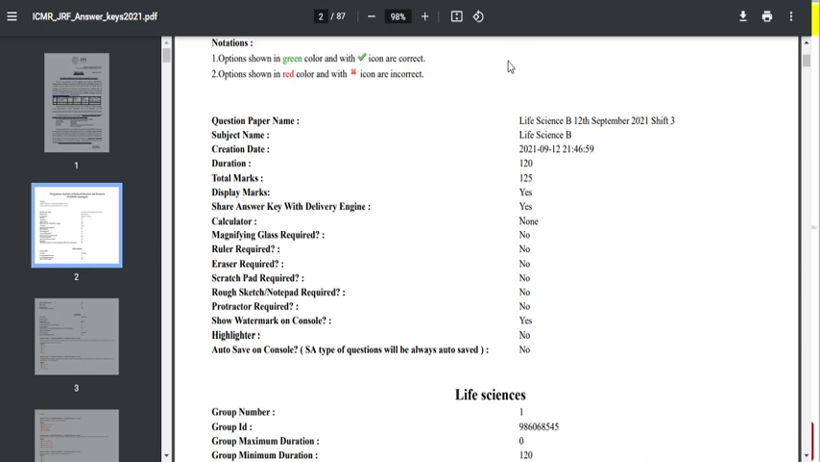Next, read the question paper twice, and then give your correct answer. Next thing is regarding language. Questions will be asked in English only, friends. Total mark is 125. So these are the list of things that you should know.